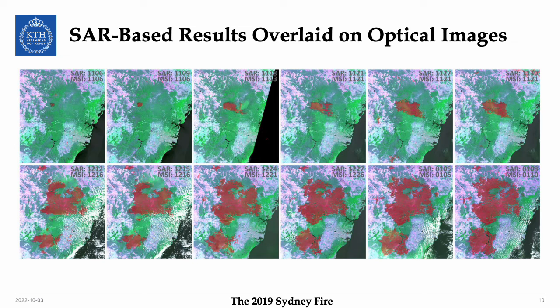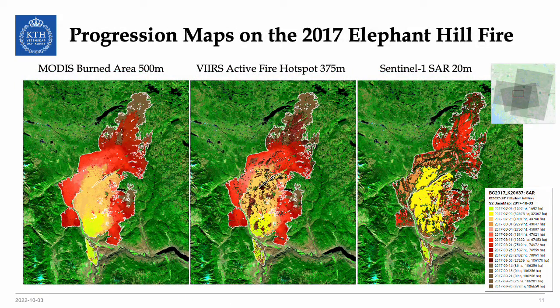Here we overlay the SAR-based results on top of optical false color imagery. We can observe that there is a high agreement between the SAR-based result and the optical visualization. Here, we compared the SAR-based wildfire progression map with two lower resolution products, MODIS and VIIRS daily progression maps, and we can see our result has much more detail.